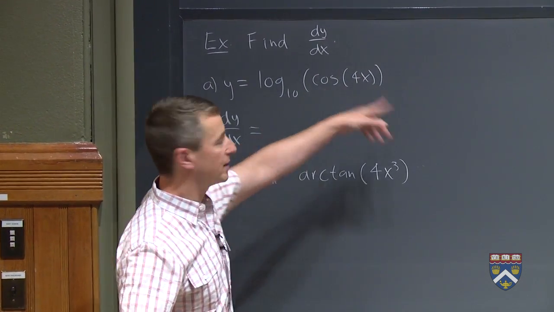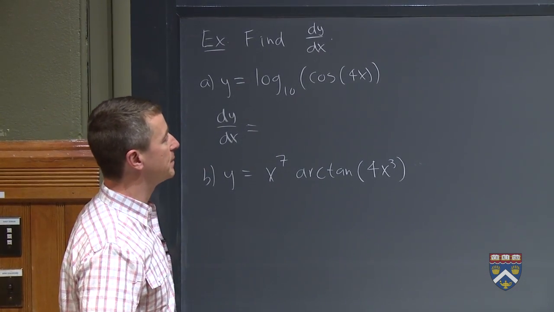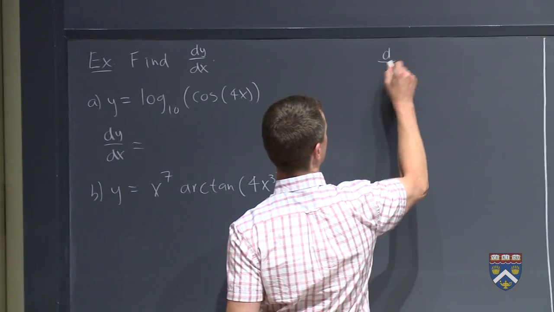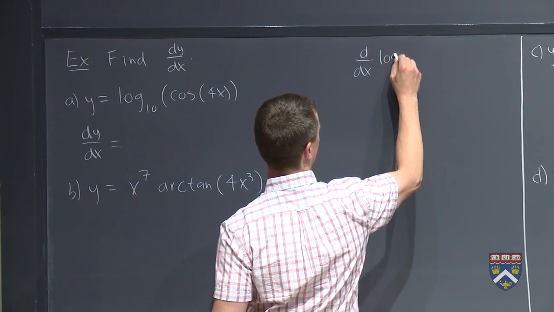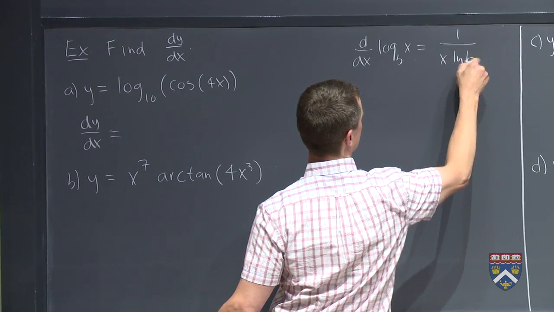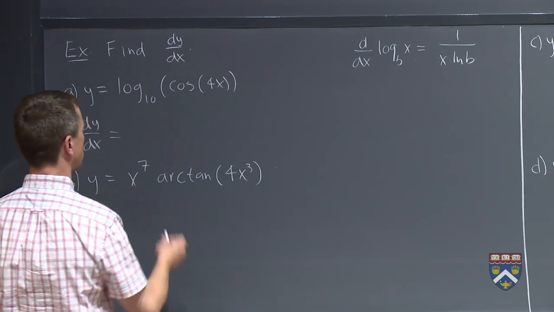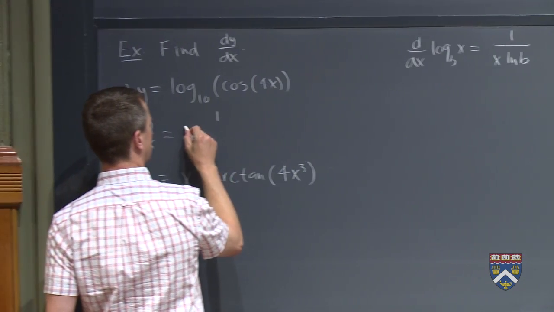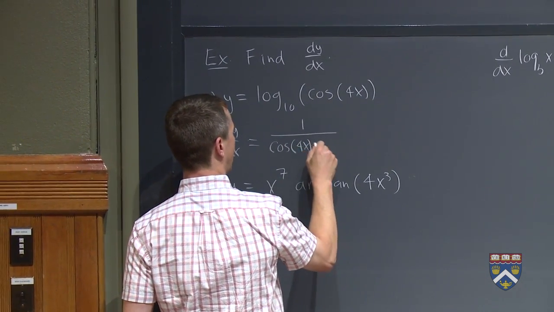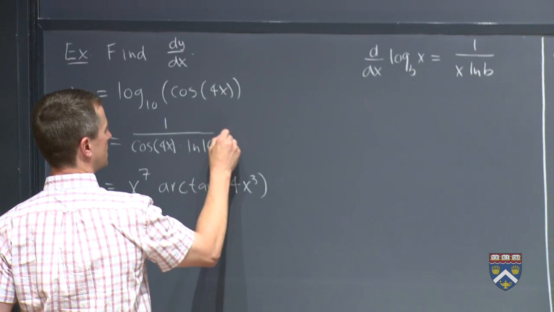We've got log base 10 of some function. We just figured out our derivative rule for log base b. I'll just remind you, the d dx of log base b of x was 1 over x ln b. So in place of x here, we have this more complicated function, cosine of 4x, but that doesn't bother us because we know the chain rule. So it becomes 1 over cosine of 4x times ln of b, and in this case, our b was 10.